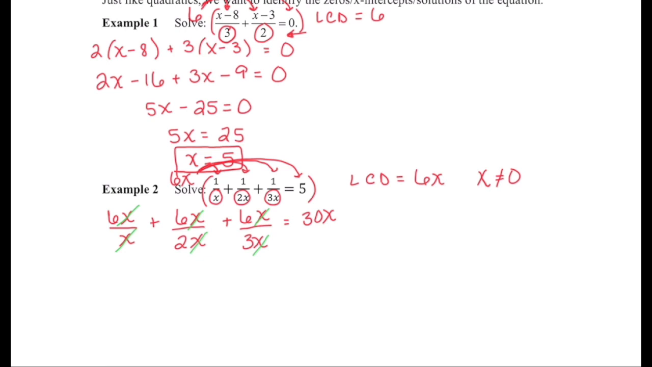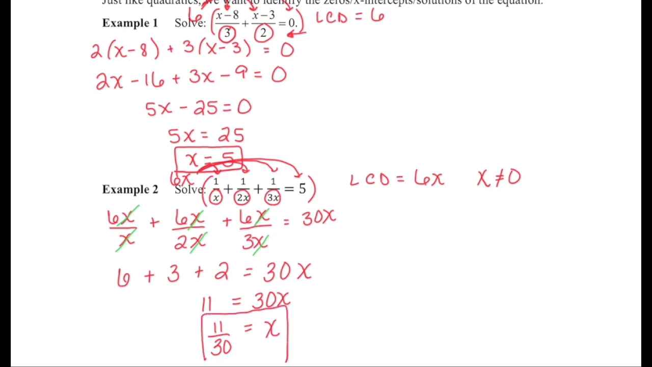Now I see that my x's will disappear here, here, here, and here, since they're common factors. And then when I simplify each fraction, I'll have 6 plus 3 plus 2 is 30x. Adding them all together, I have 11 is 30x. Divide by 30, so I see 11 30ths is equal to x. Since it's not equal to 0, we're okay, and we can say that 11 30ths is our solution.